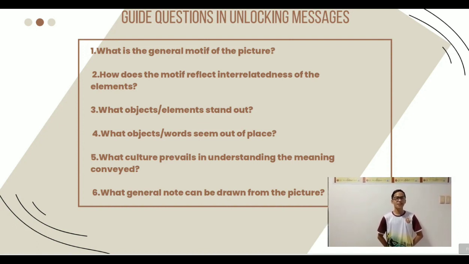The first question is about finding the pattern of the image, or what is the distinct feature of the image. Number 2 is finding the motive related to the image. The third question is finding what object catches your eye. The fourth is finding what is different than normal in the picture. Number 5 is what idea or culture is proven more powerful in understanding the message. And the final question is finding the general idea of the picture.